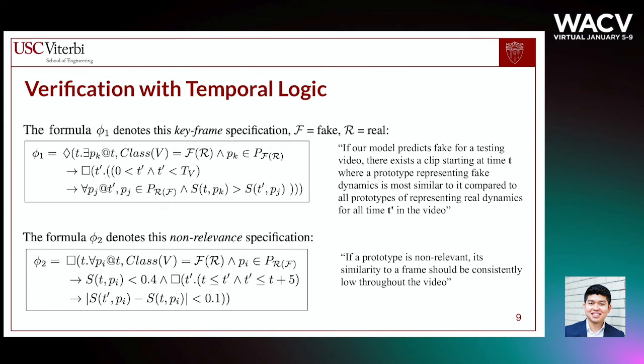We verify that if our model predicts fake for a testing video, then throughout the video there exists a clip starting at time t where a prototype representing fake dynamics is most similar to it compared to all prototypes representing real dynamics for all time t prime in the video. This verifies that there exists a key region within the video where our model observes fakeness strongly. Moreover, we can specify that if a prototype is non-relevant, its similarity to a frame should be consistently low throughout the video. An example of this safety verification is that a prototype representing a fake temporal artifact should not be highly activated in a real video at any time.